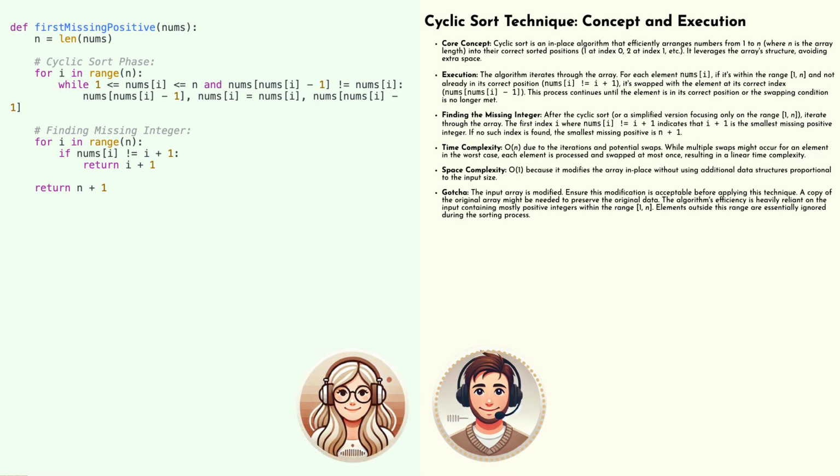Good thinking. But we need to be smart about our swaps. We don't want to just create more chaos. Right. The swap should only happen if it moves us closer to having the numbers from 1 to n in their correct positions. That's the key. Now think about what we do if we encounter a number that's outside the 1 to n range, or if we hit a duplicate. Those don't really help us in finding the missing positive integer, so could we just ignore them? Exactly. Skipping those irrelevant or duplicate numbers is crucial for making this algorithm efficient.